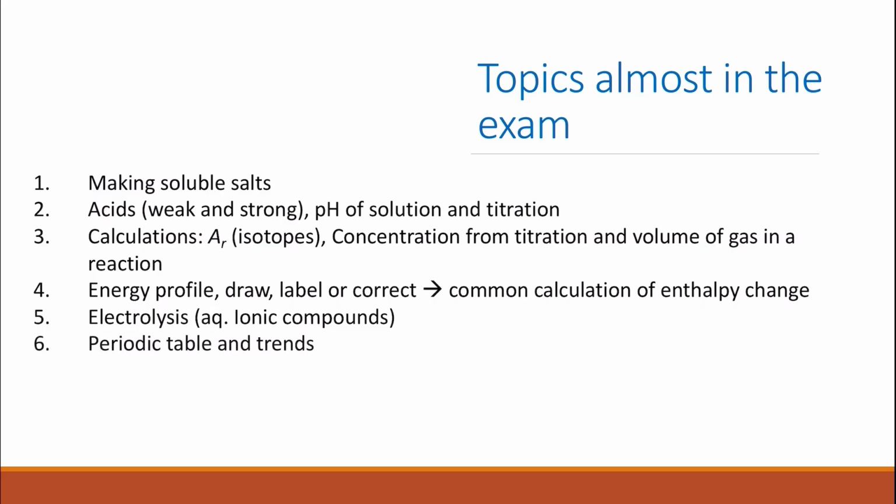And then periodic table and trends. There will always be a question about the periodic table. And when they ask about the periodic table, usually they tend to ask about the different trends in group 1, group 7, and group 0 or noble gases. They can ask about physical or chemical properties in the trend. But I think this year, most probably they're going to ask about chemical properties, because last year there was more focus on the trend and the physical properties.